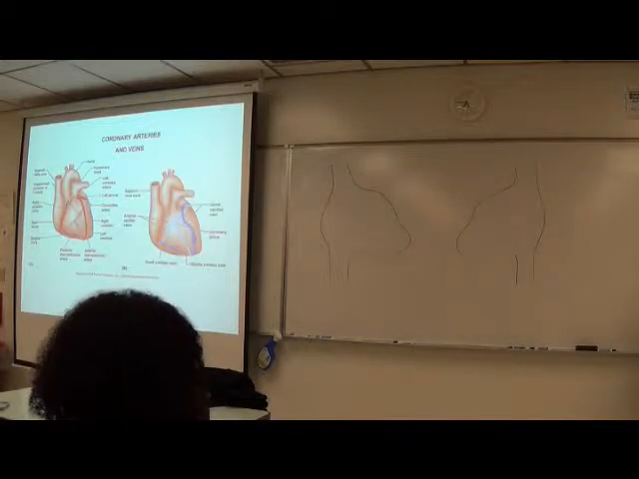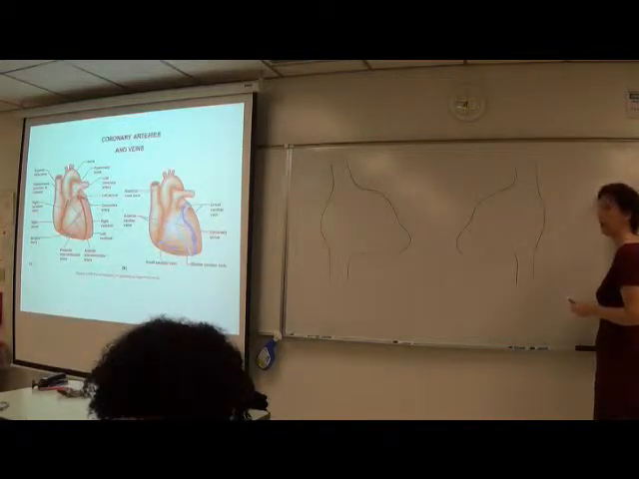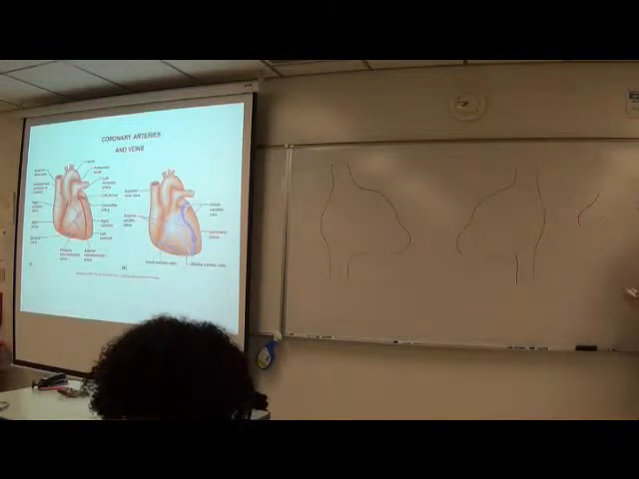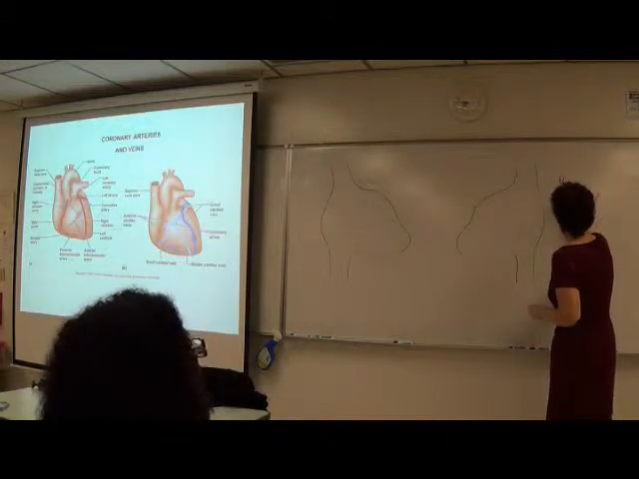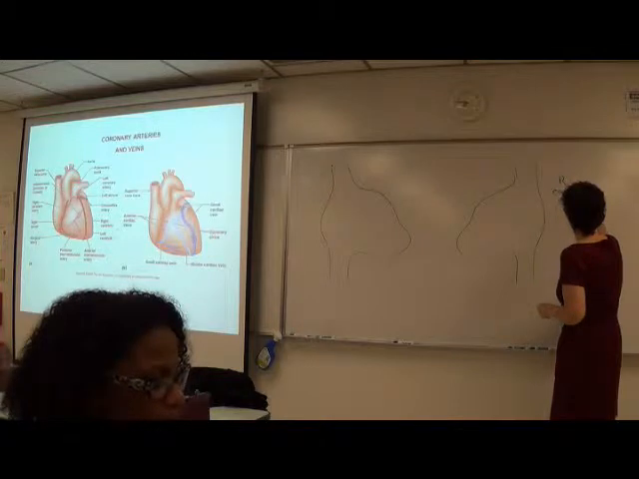Choose whichever pattern you want to identify. So the first branch is the right coronary artery. The dotted line being where it goes behind the heart. Okay? So, right coronary artery.